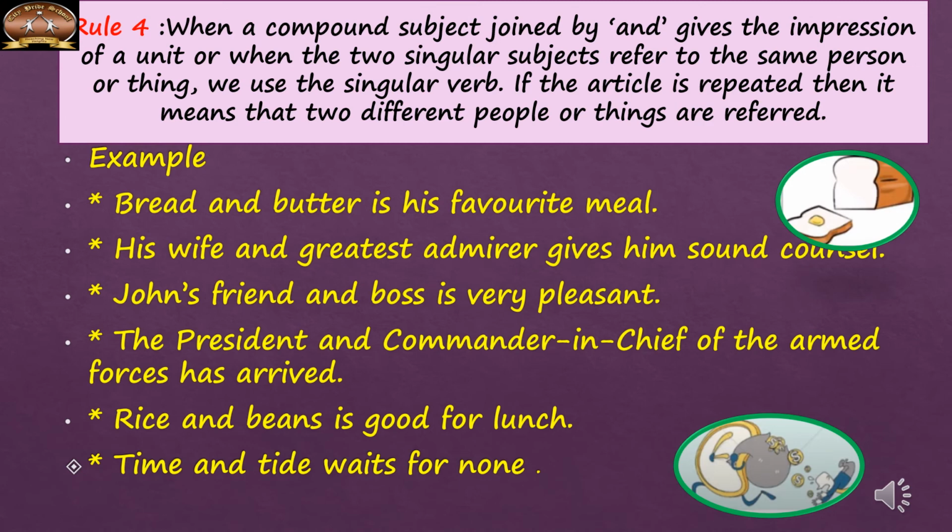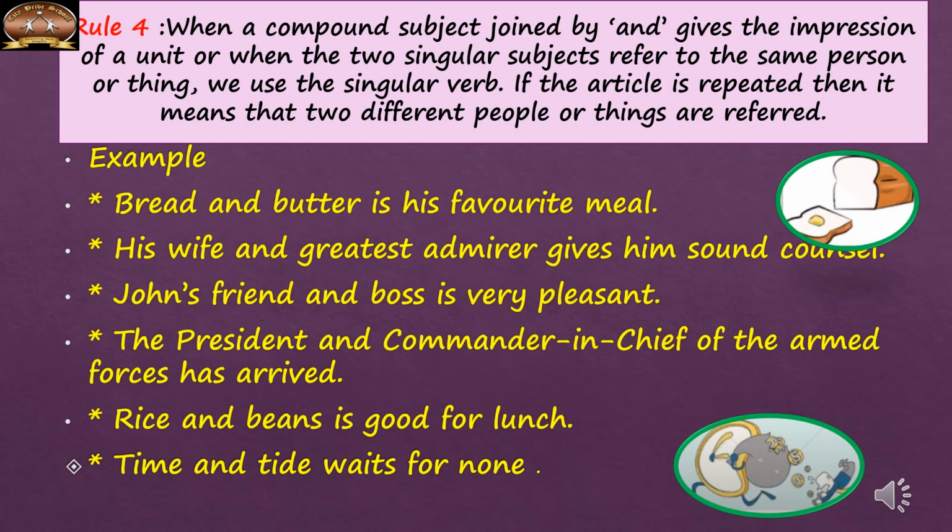Now the fourth rule: when a compound subject is joined by and and it gives the impression of a unit, like bread and butter, or time and tide, or if I'm using two singular subjects but referring to the same person, we will be using the singular verb. If the article is repeated, then it means two different people or things are referred to.